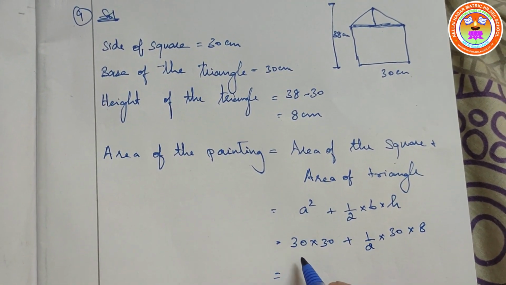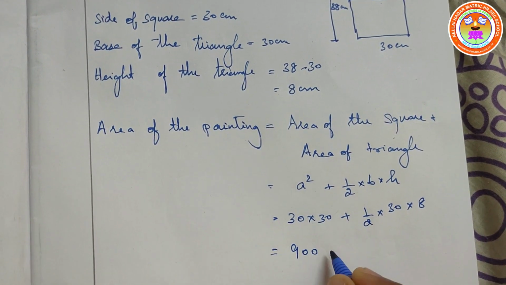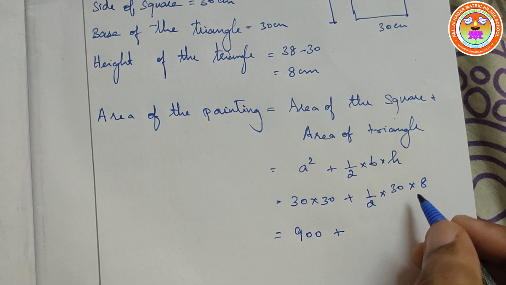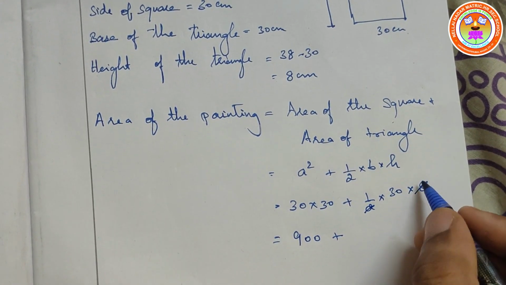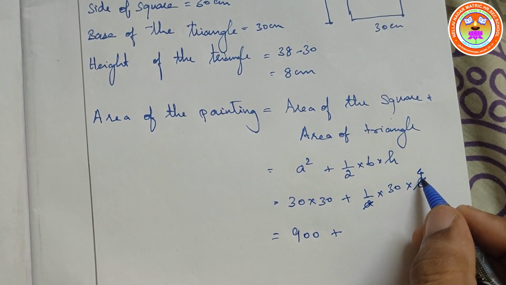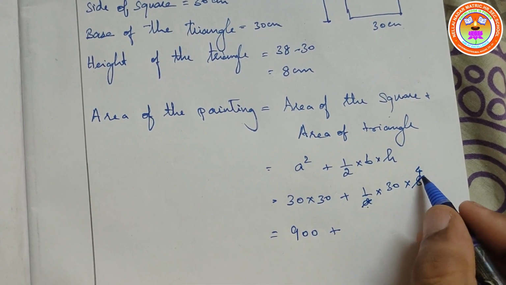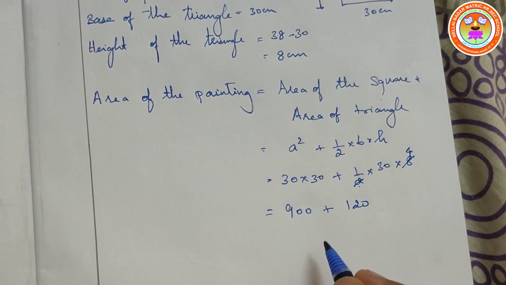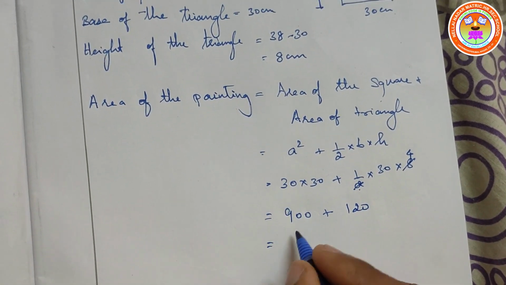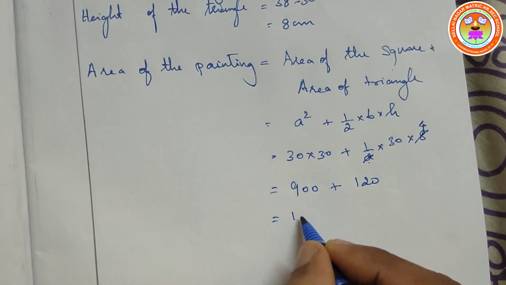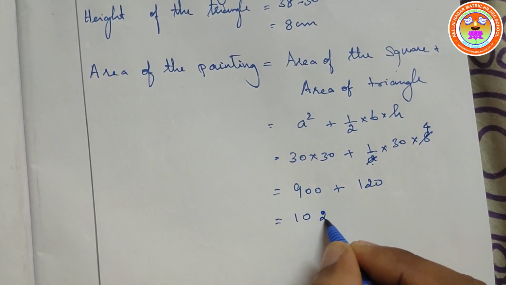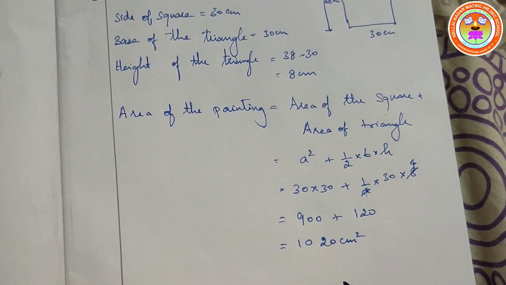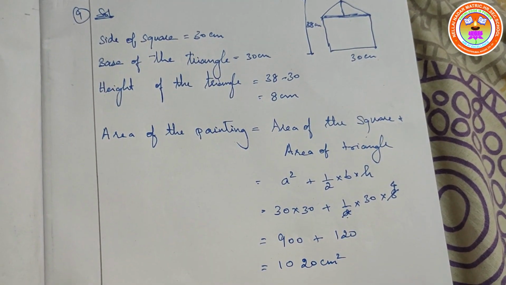So what is 30 into 30? 900 plus half into 30 into 8. You can cancel 2 and 8, you will get 4. 4 30s are 120. So the next one you have to add this 120. If you add this, you can get 1020 centimeter square. So this is the area of the painting. Like this only you have to do it.